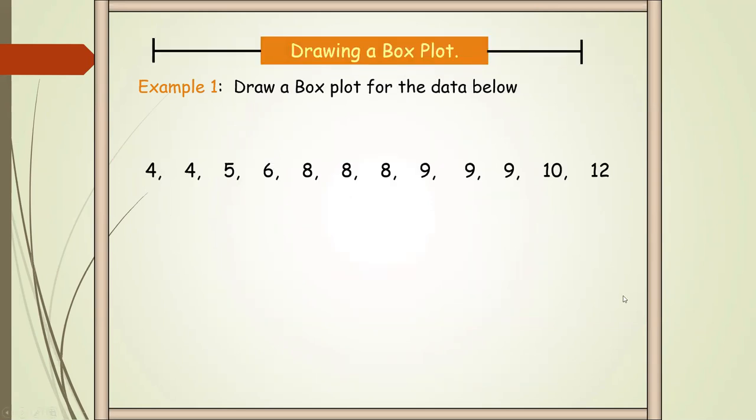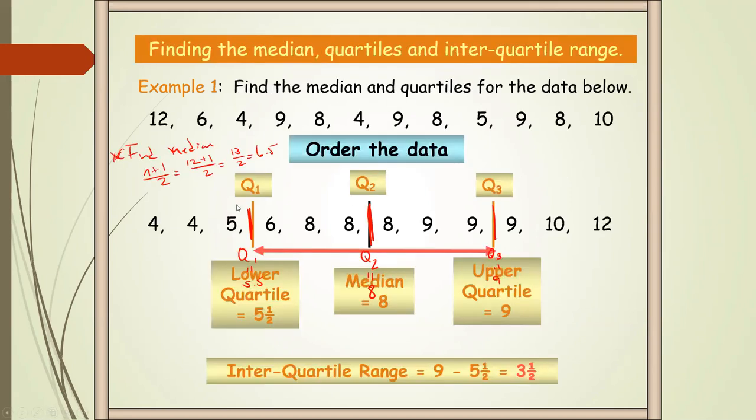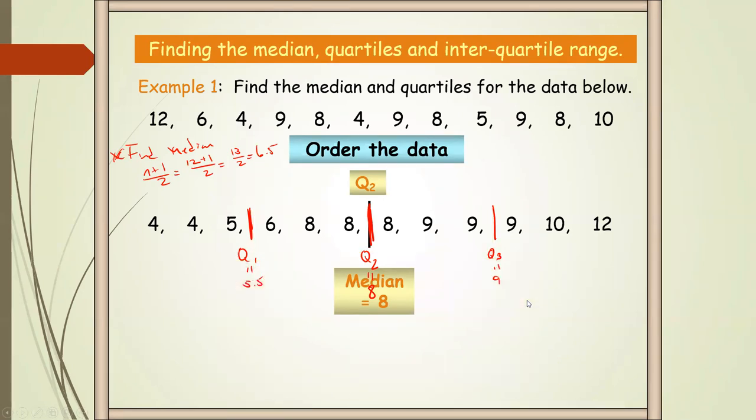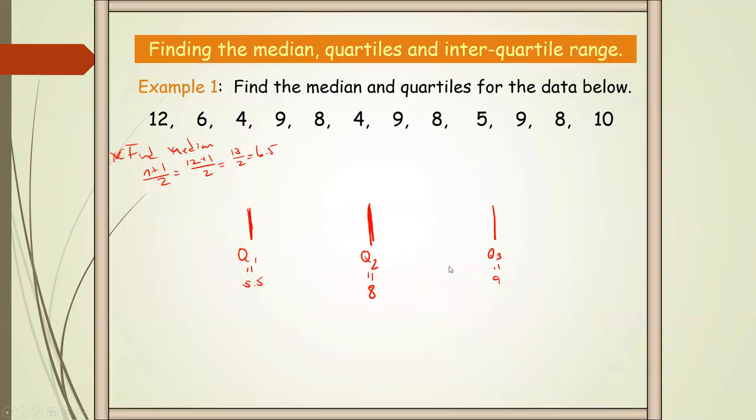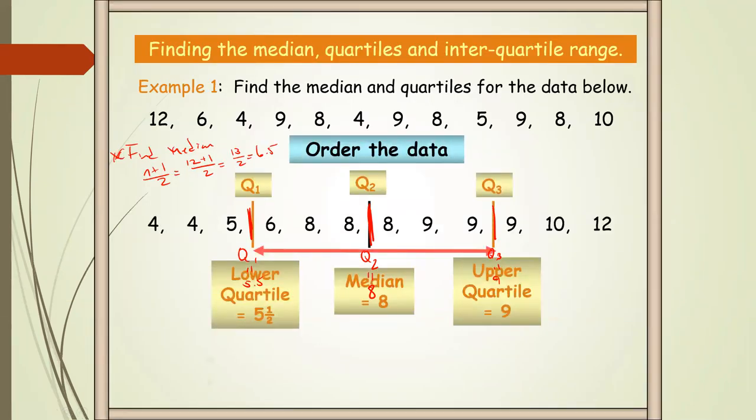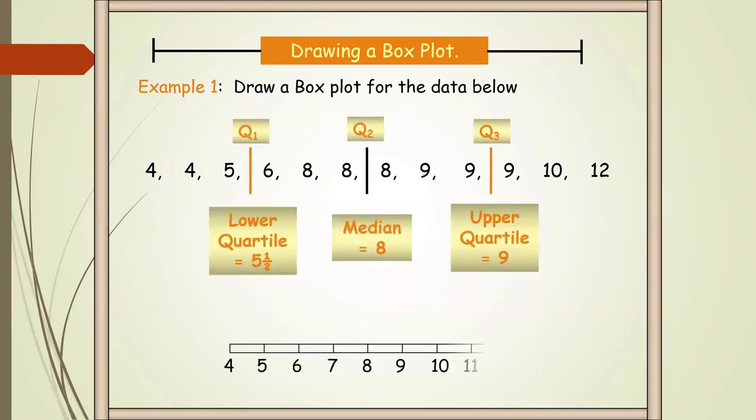Okay, the next thing I want to show you now is how you take all this, Q1, Q2, Q3, the interquartile range, and use this 5-number summary to construct what's called this box plot here. The first thing you're going to do when you construct a box plot is put a number line up. The number line has to go from the lowest value in your data set to the highest value in your data set. Then you go to quartile 1, which was 5.5, and put a vertical line like this.